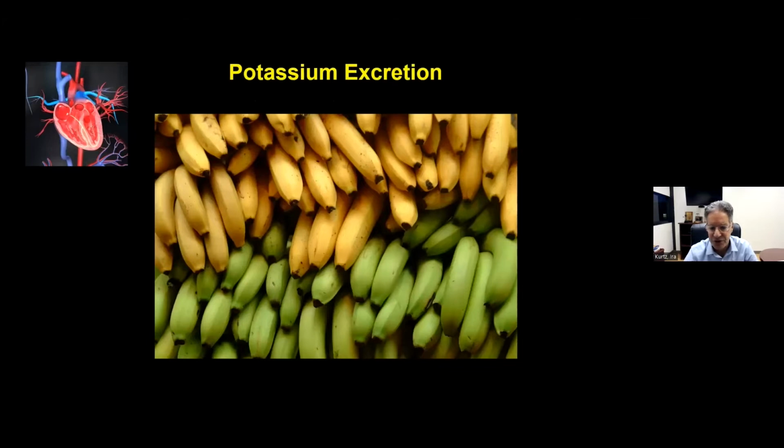The kidney gets rid of something called potassium. Potassium is a chemical that's in your blood. I show bananas here because there's a lot of potassium in bananas.